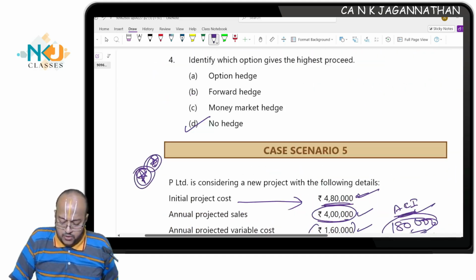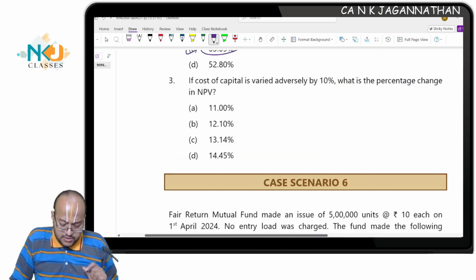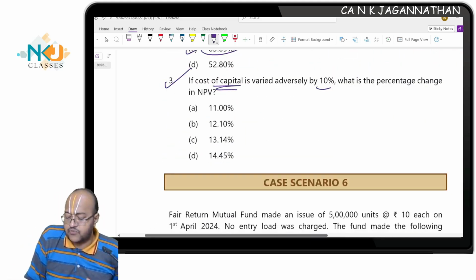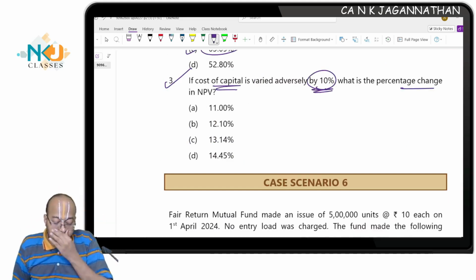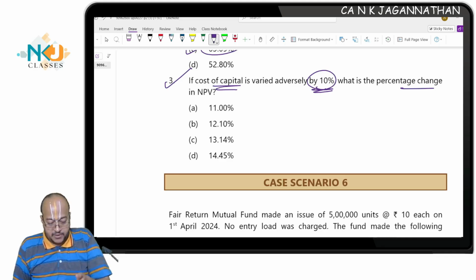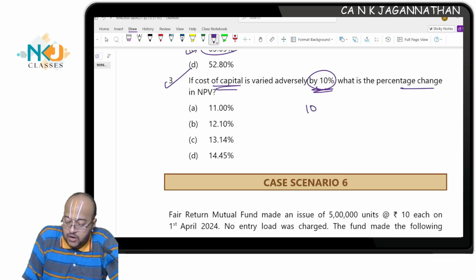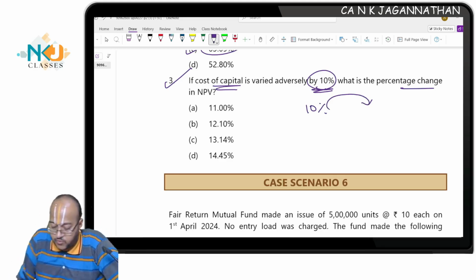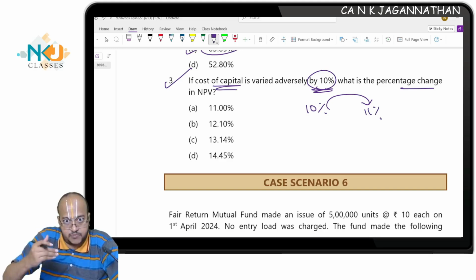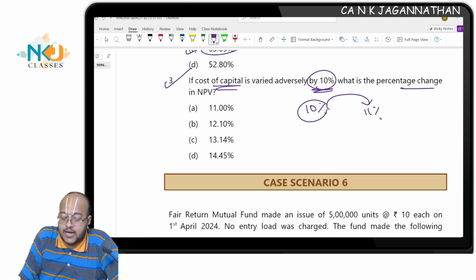Now, next, question number 3 in this. If cost of capital is varied adversely by 10%, what is the percentage change in NPV? Very simple. I was wondering why they have given two costs of capital. This is the reason. Today the cost of capital is 10%, and it increases by 10 more percent. 10 into 110% is 11%, which means 10% becomes 11%. All the other factors remain the same.